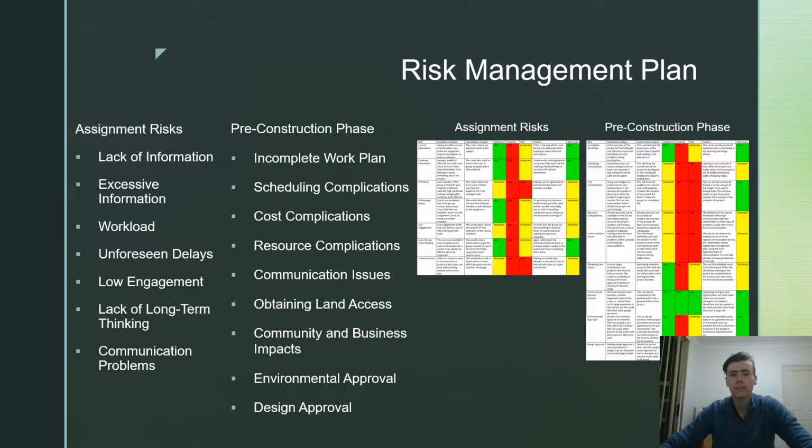Shown here are some of the risks outlined in the risk management plan for the assignment itself, as well as for the pre-construction phase of the project, as seen in the associated images. These risks largely involve the initial planning of the project, taking into account the schedule, budget, required resources, environmental considerations, and work health and safety.